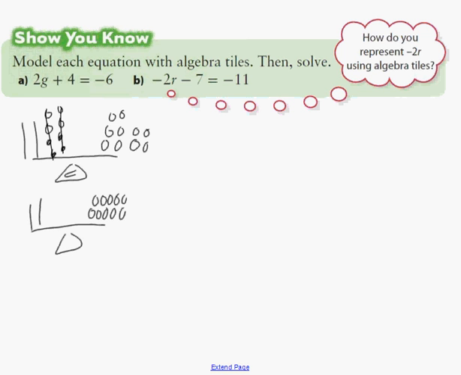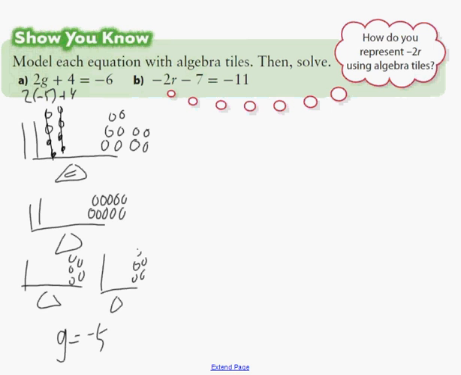And if 2G equals -10, then each G must have a weight of -5, or G equals -5. Double check my answer through substitution. 2 times G is the same thing now as 2 times -5. 2 times -5 is -10, and -10 plus 4 is -6. So the solution is correct.